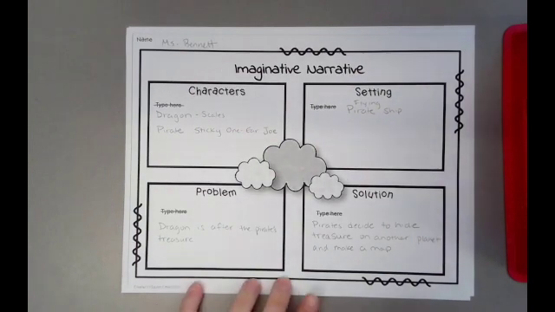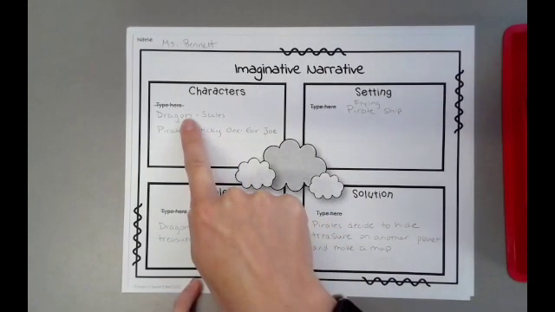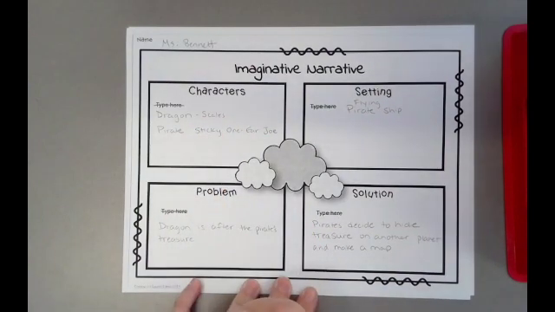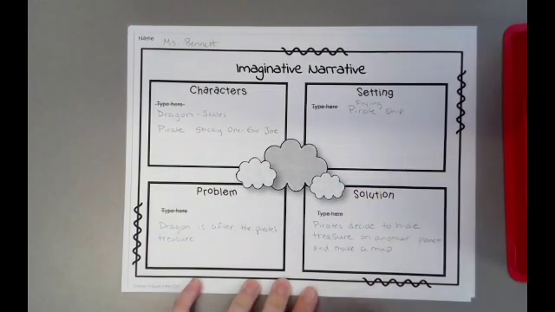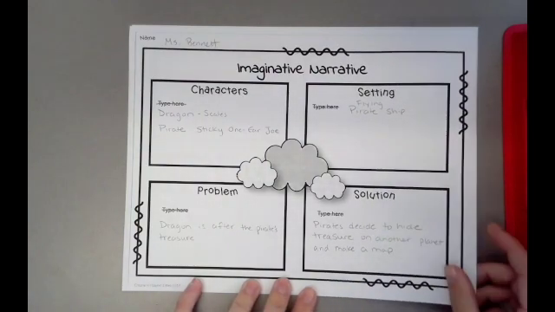I have my characters, so I came up with a dragon whose name is Scales and a pirate whose name is Sticky One-Ear Joe. The setting is going to take place on a flying pirate ship. The problem: the dragon is after the pirate's treasure. And the solution: pirates decide to hide treasure on another planet and make a map. So I thought of all those parts of my story, and then I planned it out.